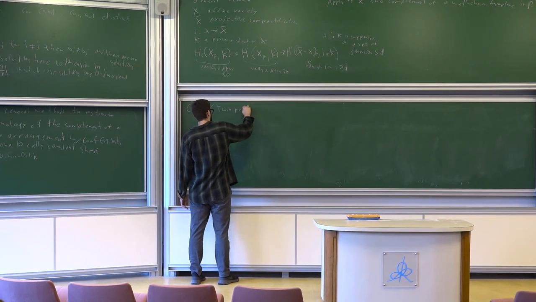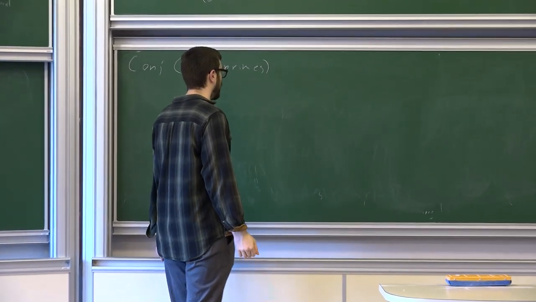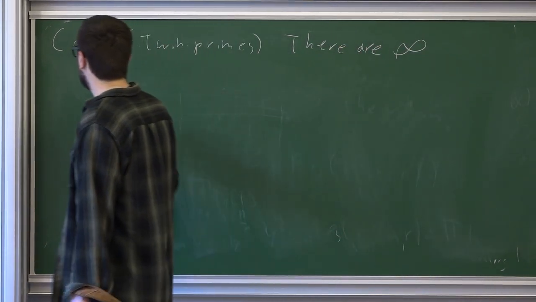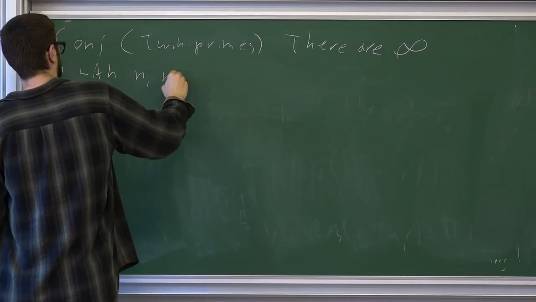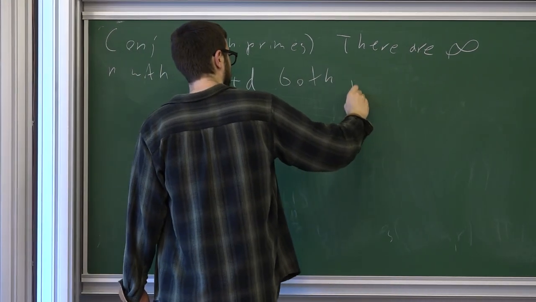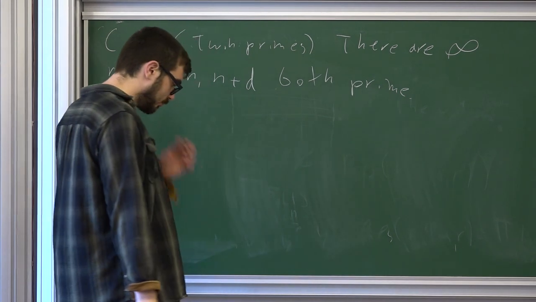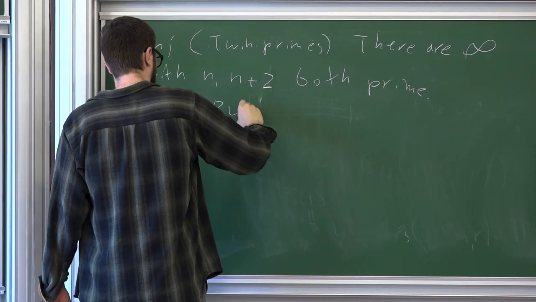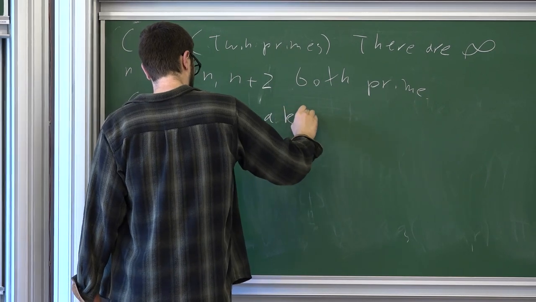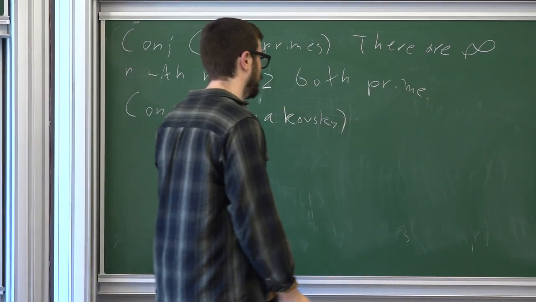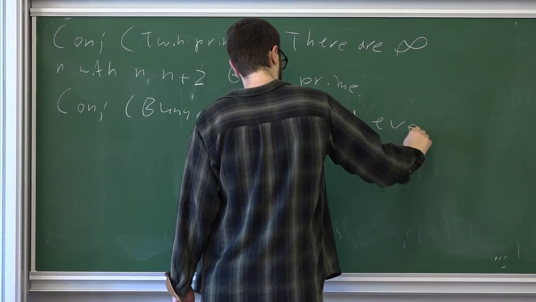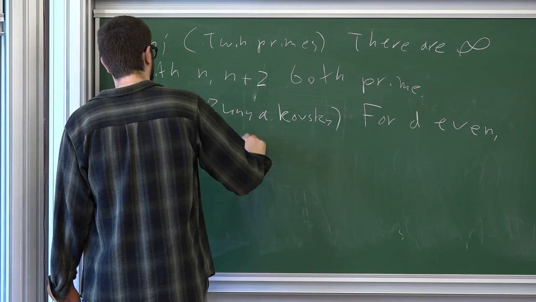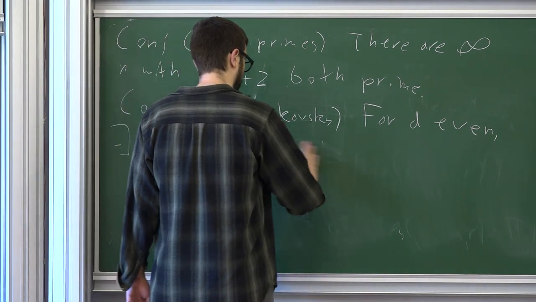A very classic conjecture in number theory is the twin primes conjecture, which says there are infinitely many n with n and n plus 2 both prime. There's a generalization of it due to Bunyakovsky, which might in fact have been the original statement, which says that for D even, there exist infinitely many n with n and n plus D both prime.